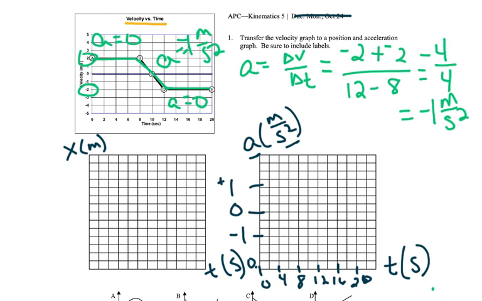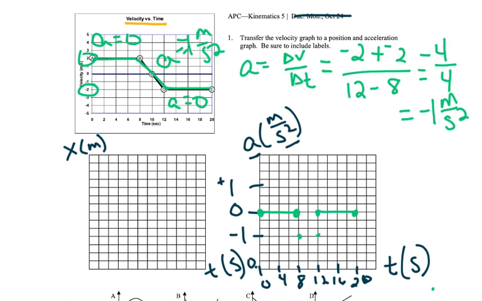All right, so now I'm going to plot some points because it makes it easier for me. So it is 0 acceleration from 0 to 8 seconds. So from 0 to 8 seconds, I'm going to draw in my little plots there. Then it's 0 from 12 to 20. I'm going to draw in my dots. I'm going to connect those dots here. And I get my accelerations of 0. Then I need to put in my negative 1.